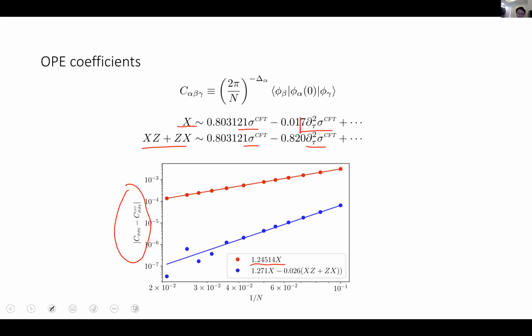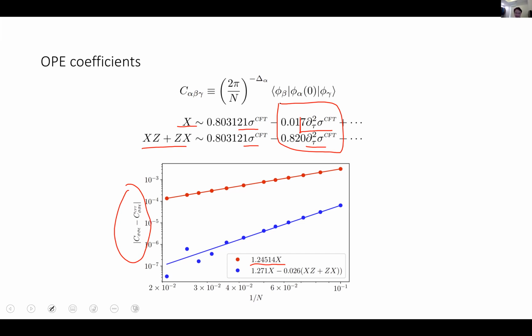And you can actually do better by linearly combining x and xz plus zx such that these terms get canceled. The linear combination is shown in the blue channel. You can see that this not only converges faster, but the finite-size effect is also significantly smaller. And indeed this indicates that this linear combination is a better candidate for sigma in the CFT than sigma x alone.